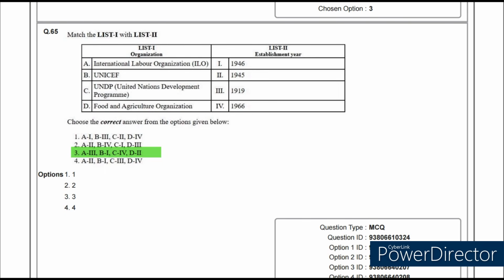Again a direct question, just check for Food and Agricultural Organization, which was started or established in 1945. So you don't need to check all options as there is only one option with D as 2, that is Food and Agricultural Organization, that is 1945. So the correct answer should be option 3.